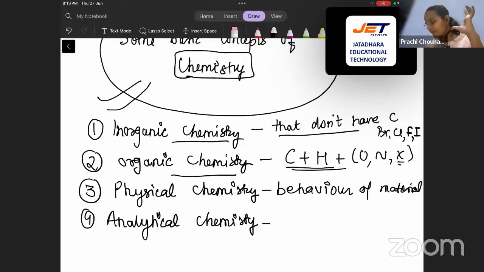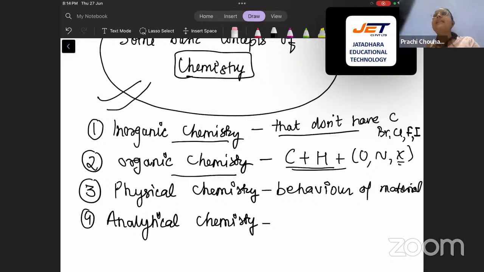So yes, someone, Bhavna, asked me, what is inorganic chemistry? Inorganic chemistry is the chemistry which includes the study of the compounds apart from the organic compounds. Now, what are organic compounds? Organic compounds are the compounds which have carbon and hydrogen.